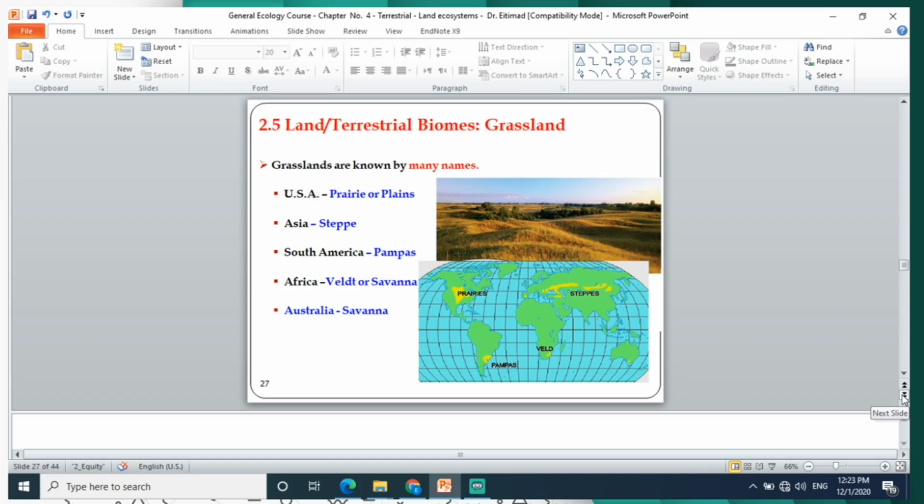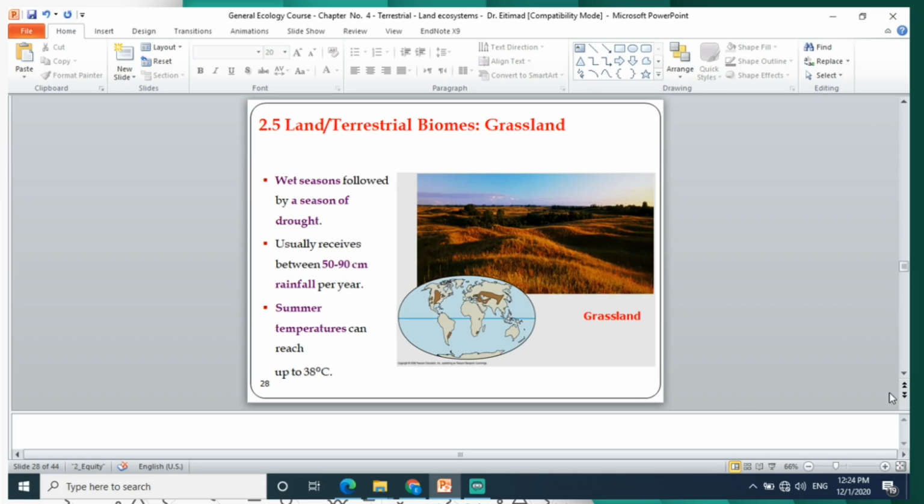So our fifth terrestrial or land biome is grassland. Here is the location; the yellow color is the location of the grassland on the globe. But these biomes have different names in different places. In the USA, they call it prairie or plains. In Asia, it's called steppe. In South America, it's called pampas. And in South Africa, it's called veld or savanna. And in Australia, it's called savanna.